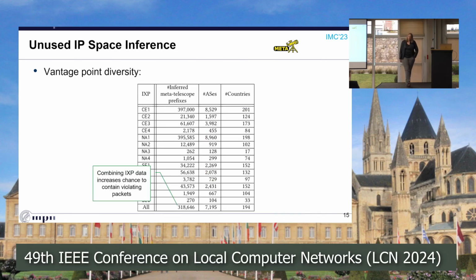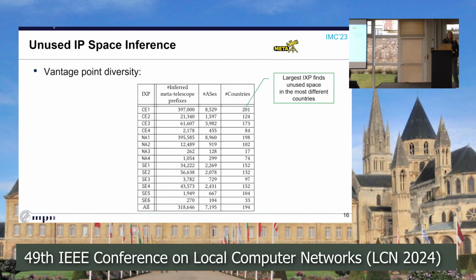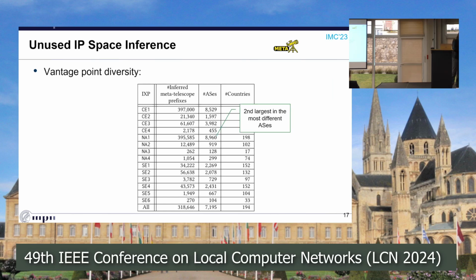Once we look at this by vantage point, by different IXPs, we can look at the total, which is down below. All combined, we have about 318 different subnets that we can identify as dark, in lots and lots of different ASs, in lots and lots of different countries. The largest IXP actually contributed a lot to it. You can also see that by adding some of the other data, some of the previously dark networks become gray, because you may actually see some data originating from these. The second largest one had the most different number of ASs.